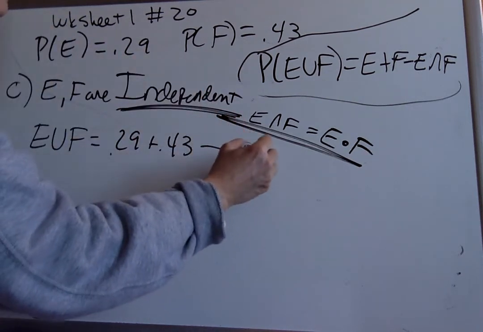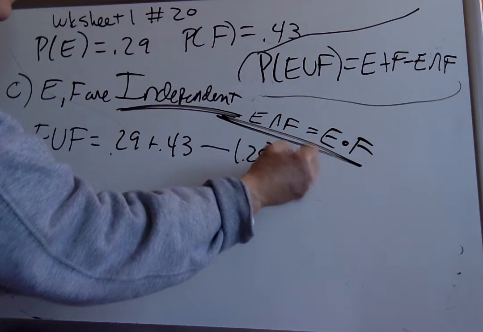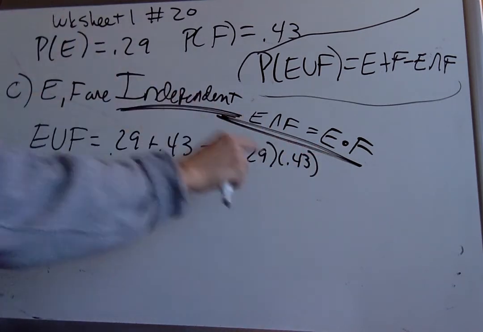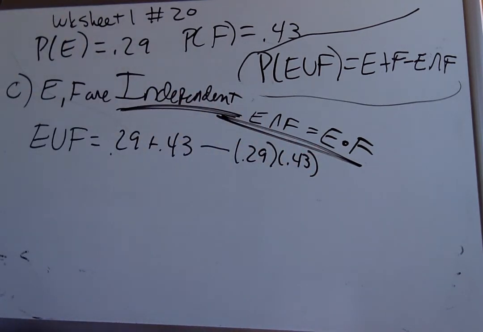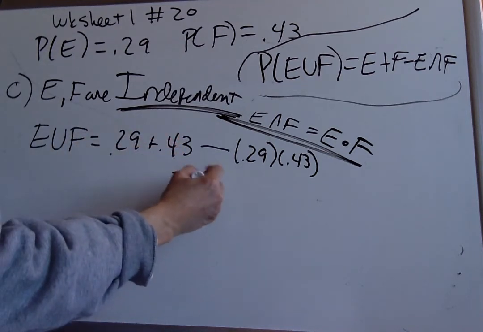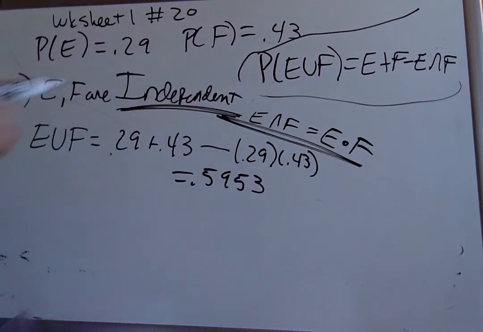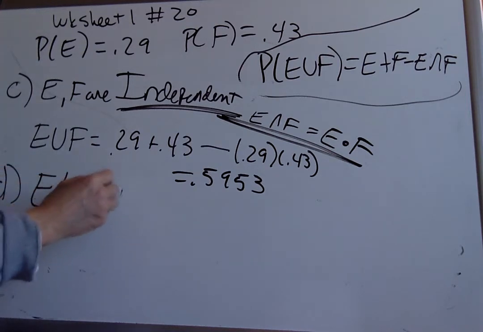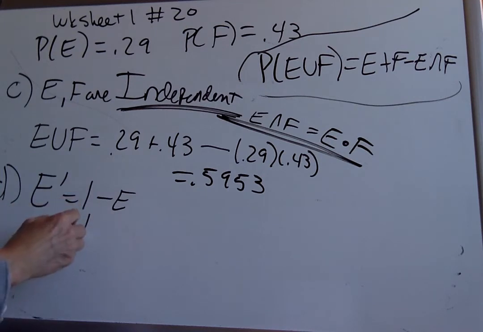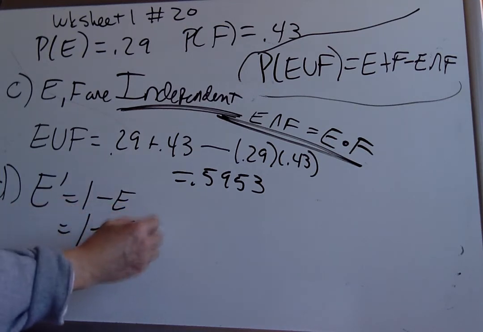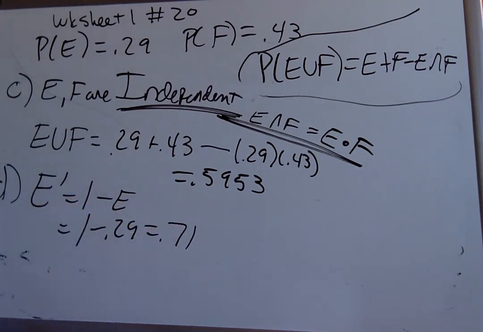So I'm just going to multiply the two. That's because the only reason we get to do that is because it said independent. That will give you 0.5953. Part D is the easiest. It just says, what is E prime? That was the complement, so that's 1 minus E. 1 minus 0.29 is 0.71.